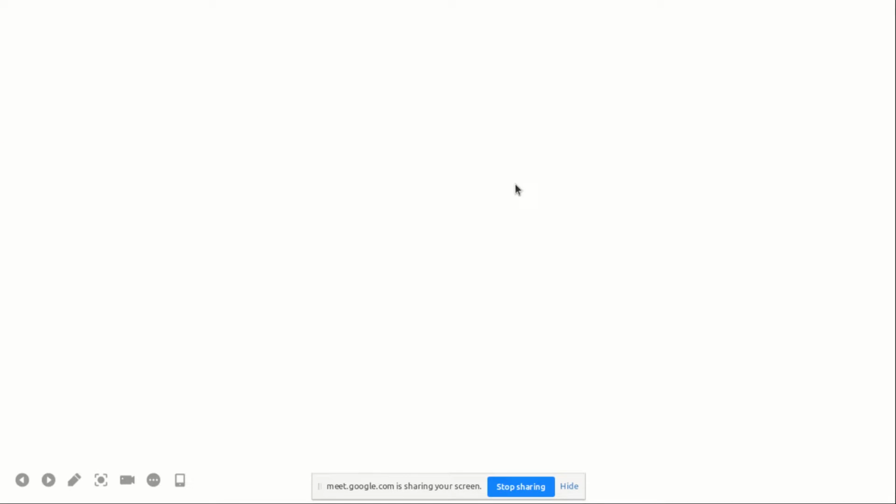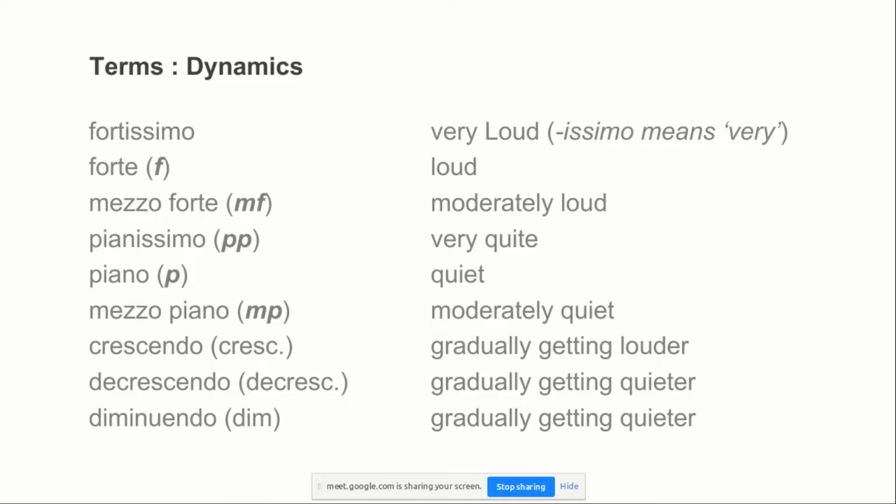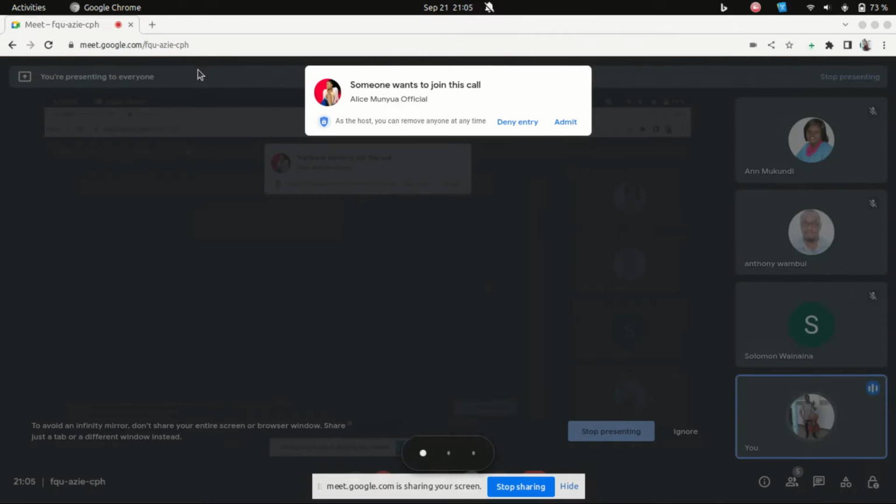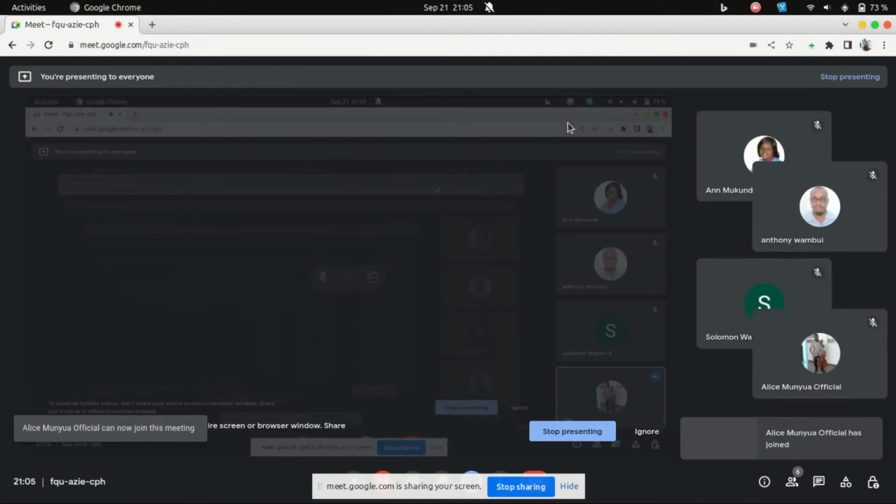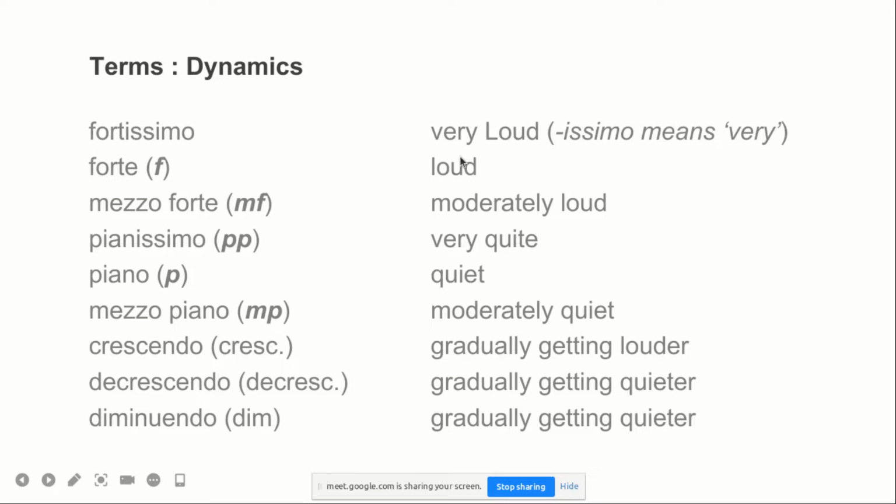So let us look at terms and signs, and the first area for the terms that we're going to look at are dynamics. What are dynamics? Dynamics, you have heard about them in music, and they basically mean the loudness or the quietness of a piece of music or a section of the music.